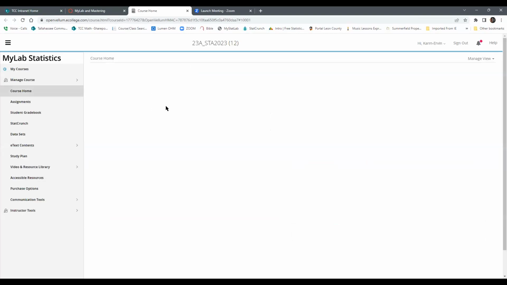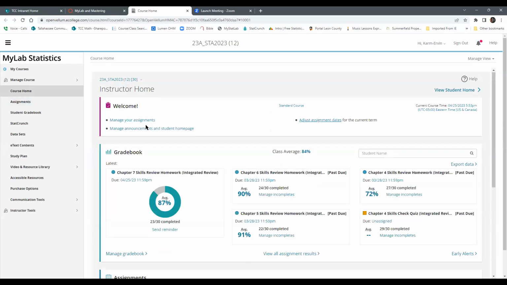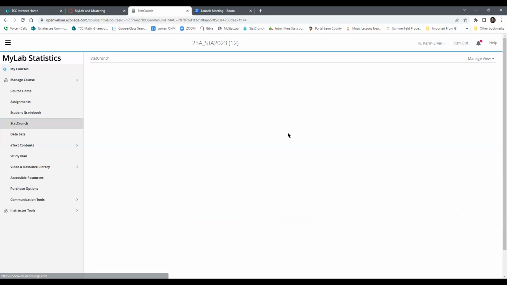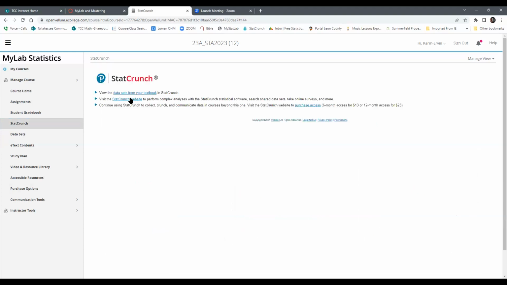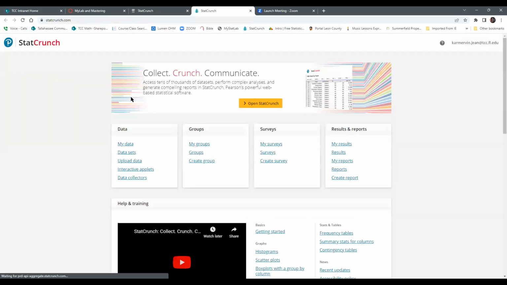Okay, I'm in Fusion right now, so I have to make sure I don't open anything that's not supposed to be opened. Let's go to StatCrunch, and then StatCrunch website, and then open StatCrunch.